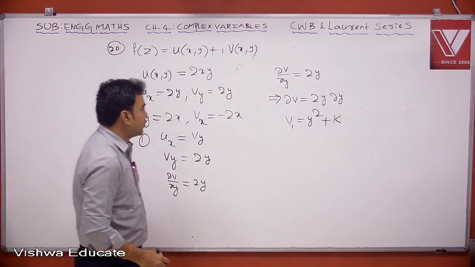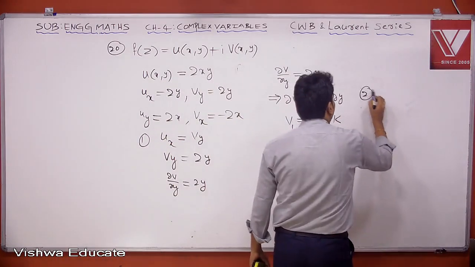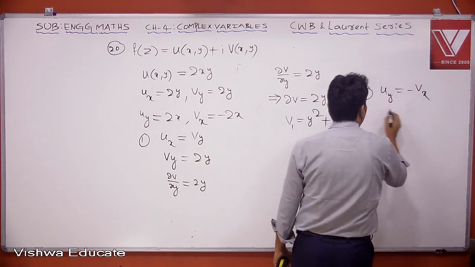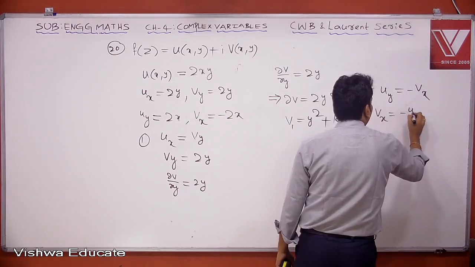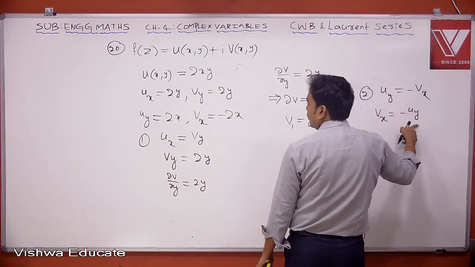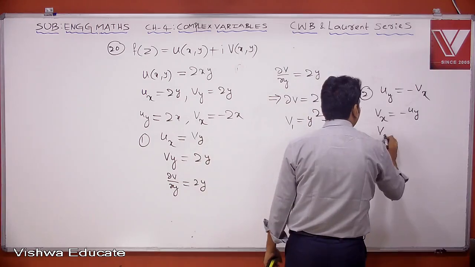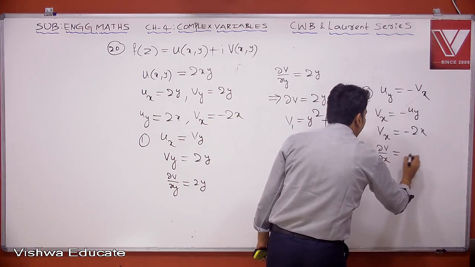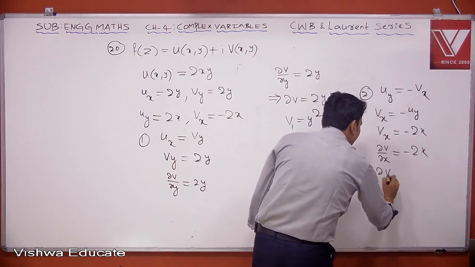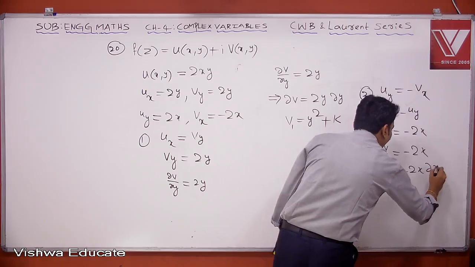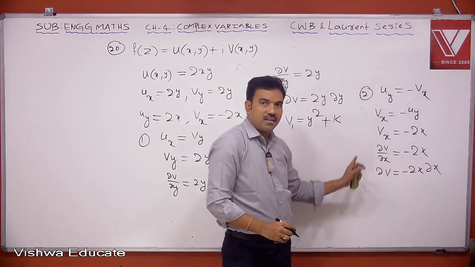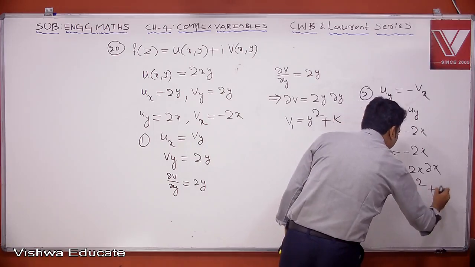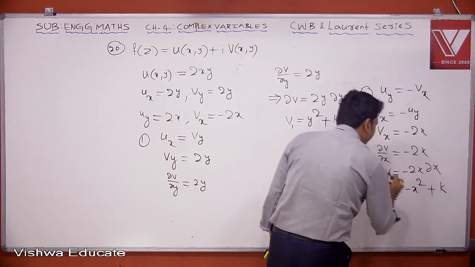Now let us take second CR equation. The second CR equation is uy equal to minus vx. So therefore vx equal to minus uy. What is uy? Uy is 2x. That means vx equal to minus 2x. So vx means dou v by dou x. This is minus 2x. Dou v equal to minus 2x into dou x. Now v variables are one side, x variables are one side. So solve this, you will get v equal to minus x square plus some constant k. But here I call it as v2.